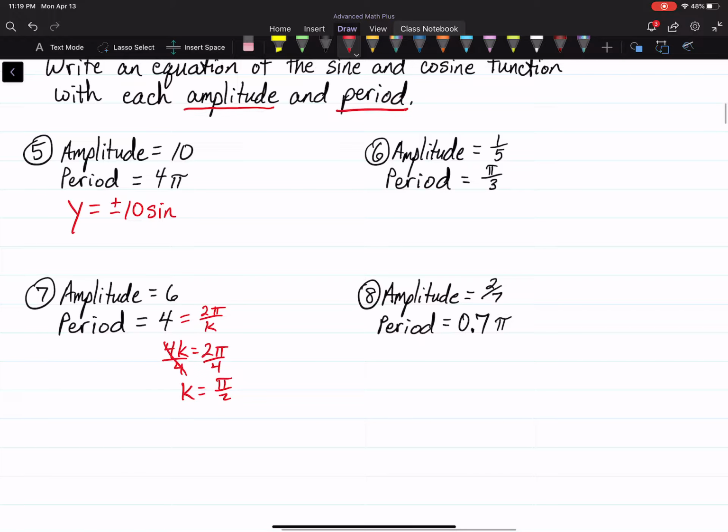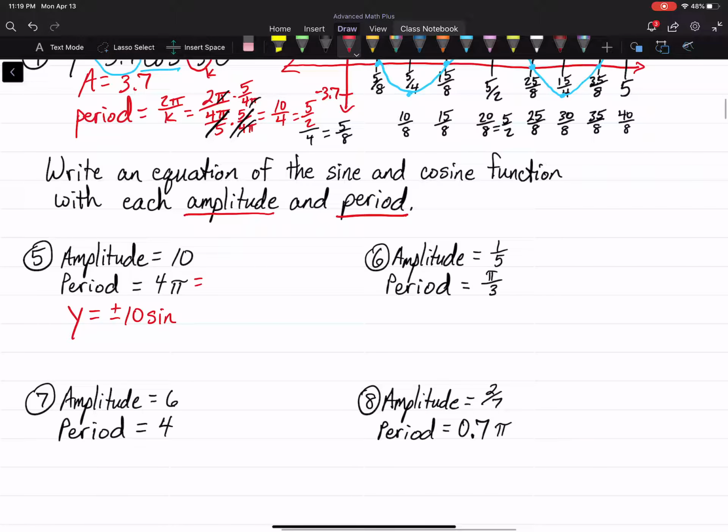Oops, I just did the wrong problem. Sorry about that. Let's start over again over here. Try this one more time. That's 2 pi over k. Cross multiply those. That will be 4 pi times k equals 2 pi. Divide by 4 pi. And we get k equals 1 over 2. So it's 1/2 theta. And then to do cosine, it's the same thing. Y equals plus or minus 10 cosine of 1/2 theta. Very, very simple.